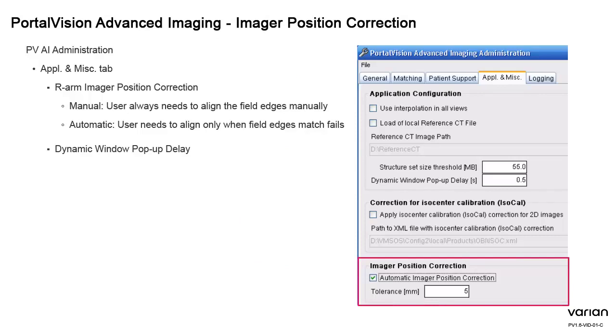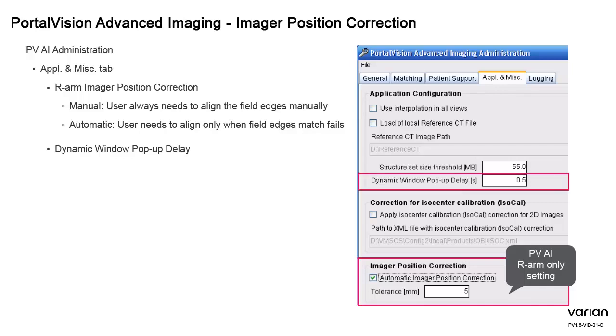In Portal Vision administration, R-arm users can set the field edge match to be performed manually or automatically. With the manual setting, the R-arm user always needs to align the field edges manually. With the automatic setting, the operator will be asked to intervene only when the automatic field edge match fails. The default tolerance value of the automatic field edge match is 5 mm, but can be modified. The dynamic window pop-up delay, or the time required to hover the mouse on the left side of the screen, is also set in this tab.